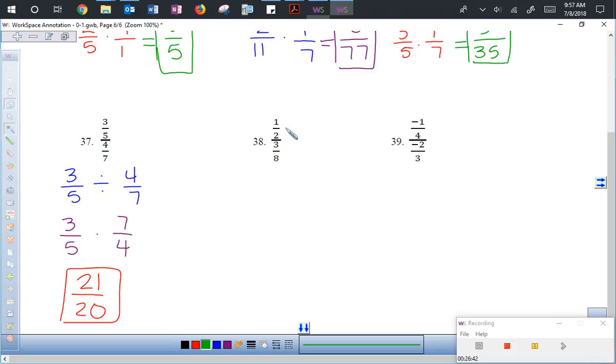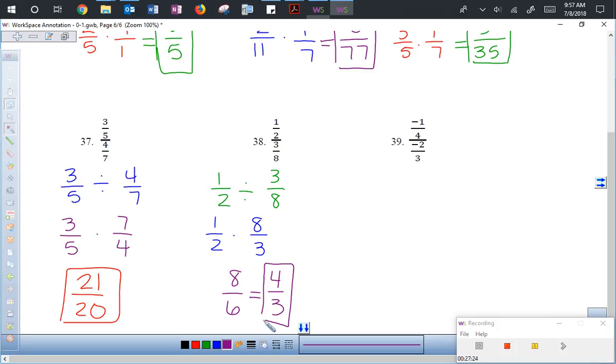Now on 38, let's rewrite it. I want my first fraction, the one in the numerator. I have 1/2 divided by the fraction in the denominator, 3/8. Let's rewrite that as 1/2 times 8/3. And now we can take numerator times numerator over denominator times denominator. Check to see if it can reduce. 8 and 6, oh, those are both even. So a 2 can go into both of those. 8 divided by 2 is 4. 6 divided by 2 is 3. And our final answer is 4/3.